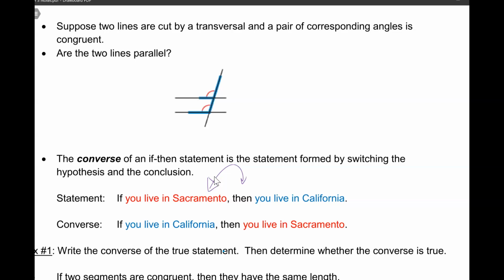Sometimes the converse is true, sometimes it's not when you switch them. For instance, this converse is not true. If you live in California, then you live in Sacramento. No, because I could live in LA. So that would be a counterexample showing the converse is not true.